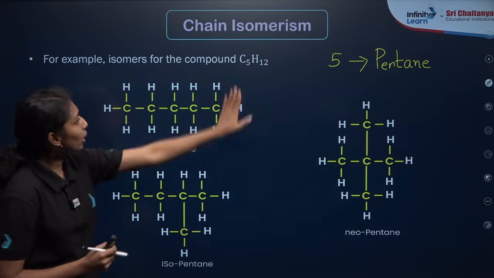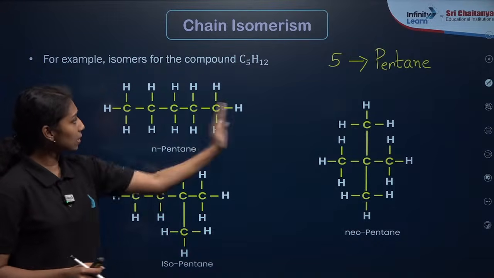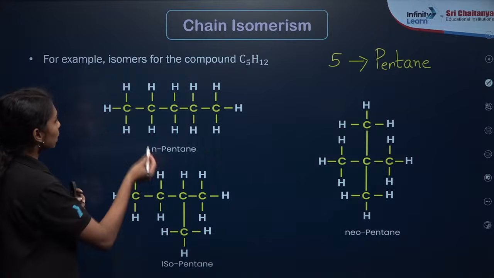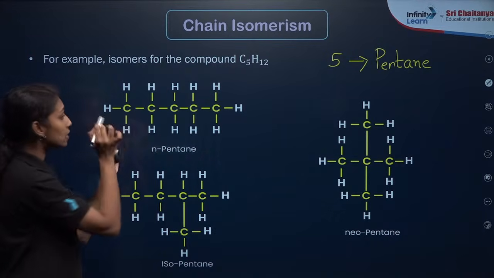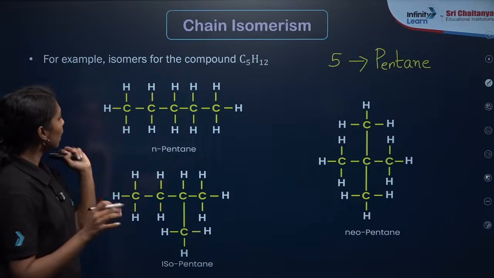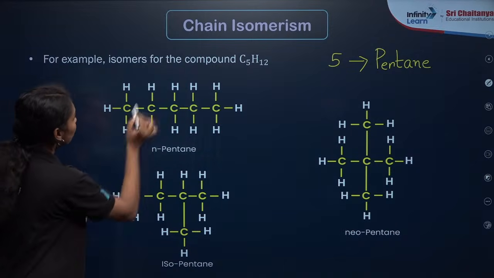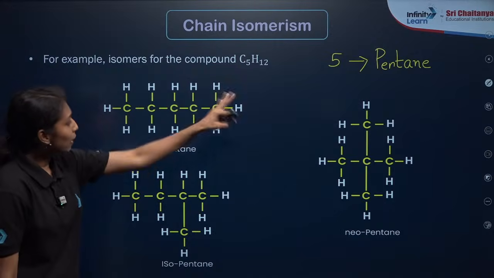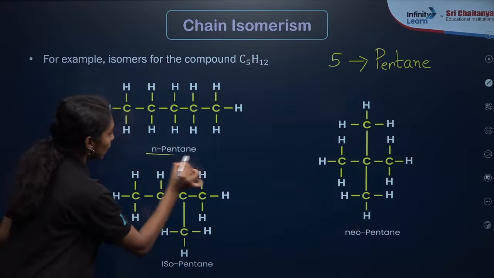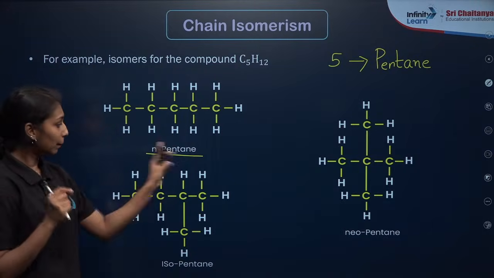So here C5H12. I am just drawing a straight line structure here. But you are observing 1, 2, 3, 4, 5 carbons, right? 5 carbons. Each carbon should be satisfied by the 4 valences by taking hydrogen atoms. So here 1, 2, 3, 4, 5, 6, 7, 8, 9, 10, 11, 12. So C5H12 means it is the straight chain compound that is known as normal pentane.